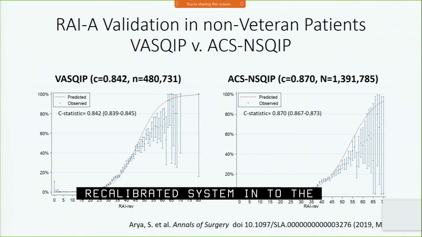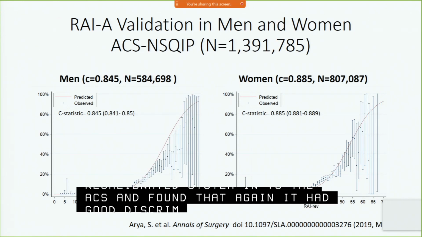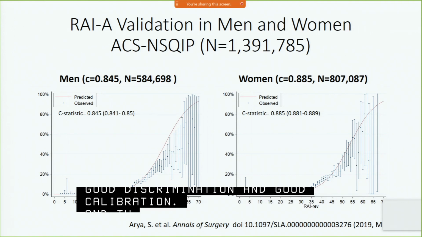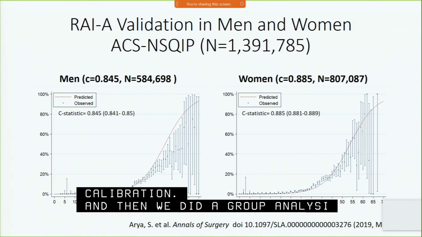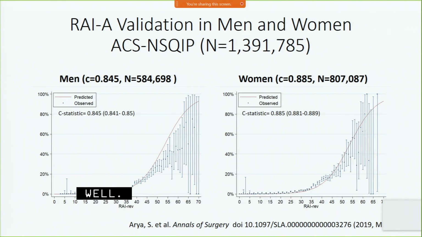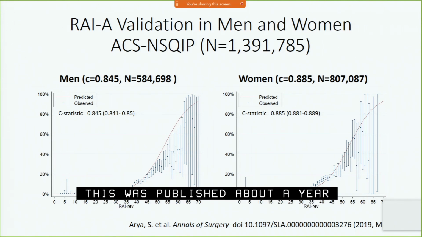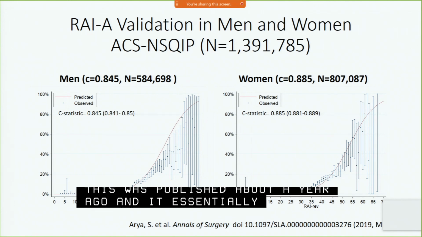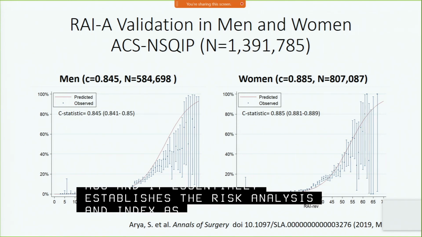And then we did a subgroup analysis between men and women to show that it does work in women as well. This was published about a year ago in Annals of Surgery, and it essentially establishes the risk analysis index as the single most validated measure of surgical frailty available in the literature right now.